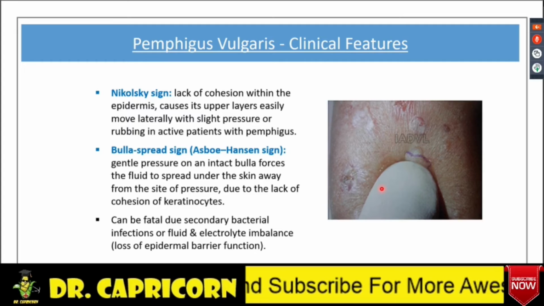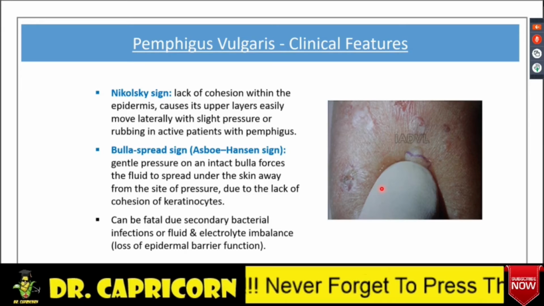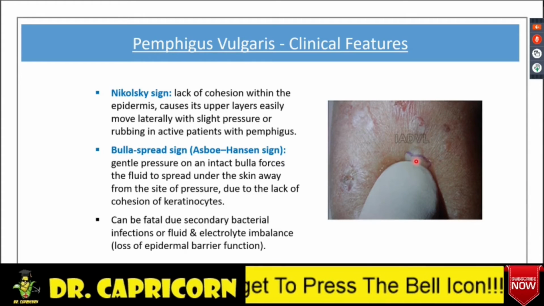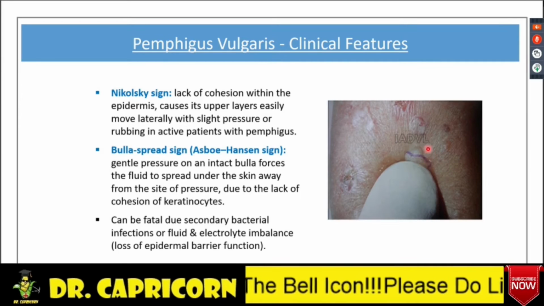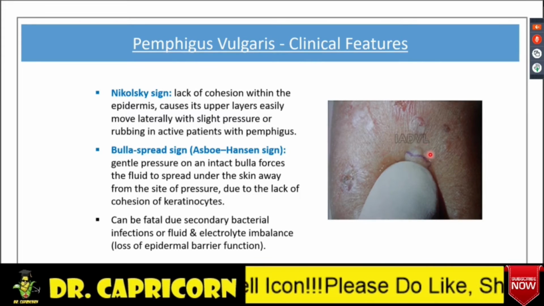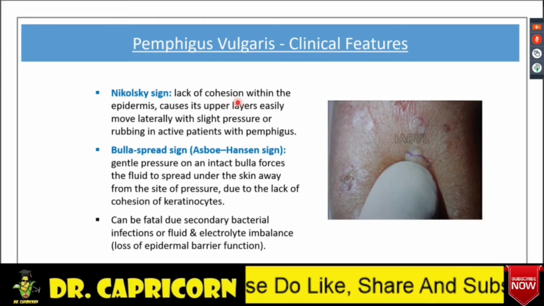Now there are a few signs in pemphigus vulgaris. Important is the Nikolsky sign. This is basically the lack of cohesion within the epidermis, which causes its upper layer to easily move laterally with slight pressure or rubbing in active pemphigus. So if there is a bulla, you give a tangential pressure with the thumb adjacent to the blister, and the skin will peel off. This is known as the Nikolsky sign.